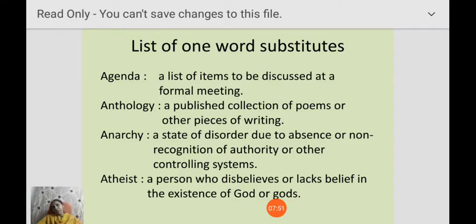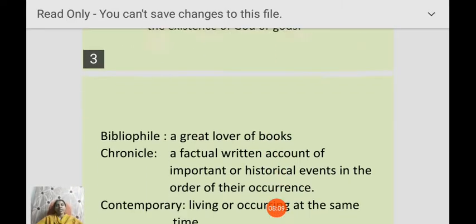A non-believer of God, a person who does not have faith in God. So that you can say for this, atheist. The opposite for that is theist. That means a person who believes in God. Right, let's go for the next slide.